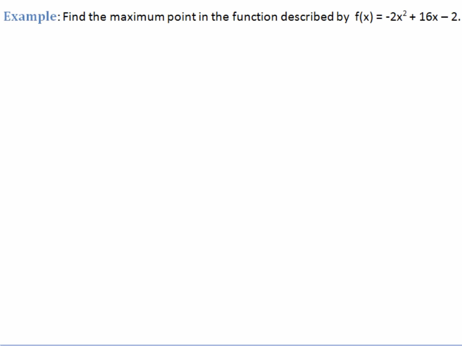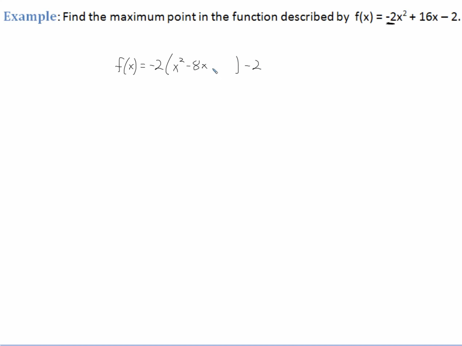Find the maximum point in the function described. Well, the maximum point is going to be, if there is a maximum, at a vertex, and we can look at this one and automatically know this is going to be facing downward. So there is going to be a maximum. So we have f of x equals, and we're going to complete the square. So we're going to factor out the -2. So we still have x squared minus 8x, and then we bring our -2 out here. Complete the square.